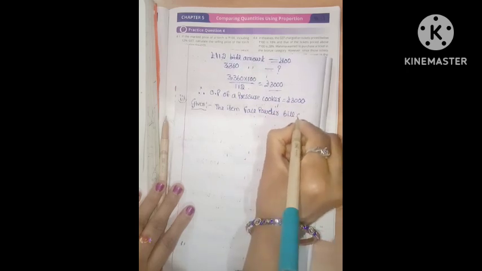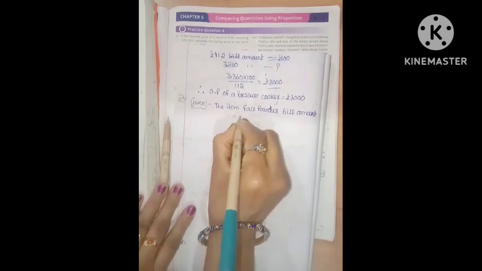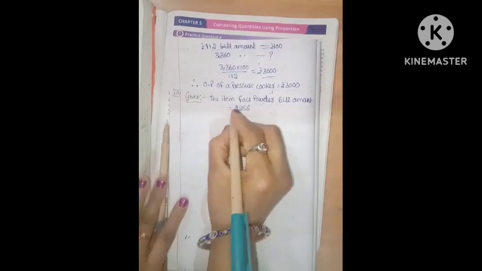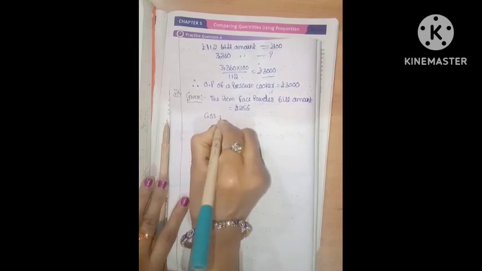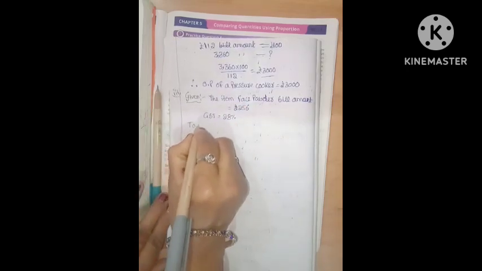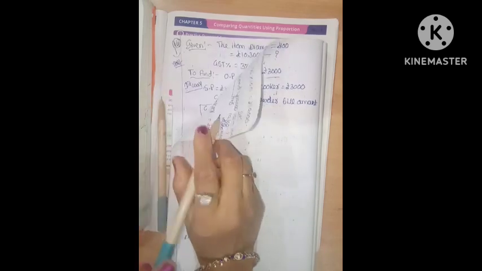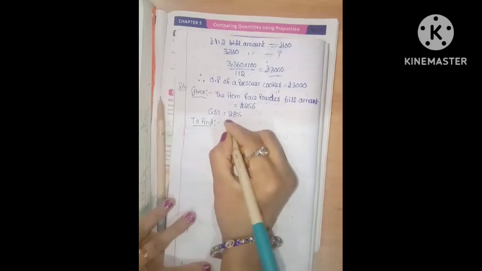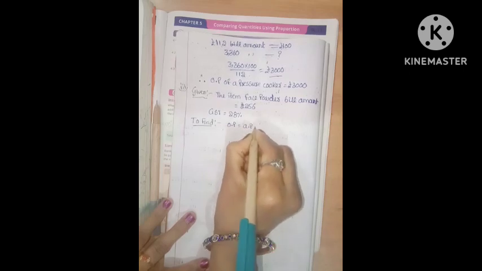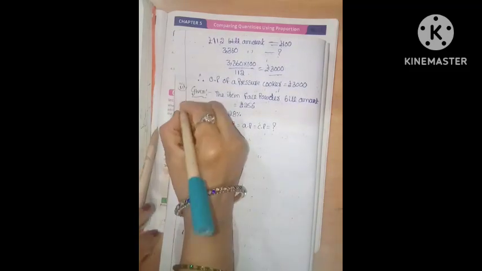Bill amount equals 256 rupees. GST percentage is given, that is 28%. We have to find the original price, or actual price, or cost price of the face powder. Let's solve this problem.